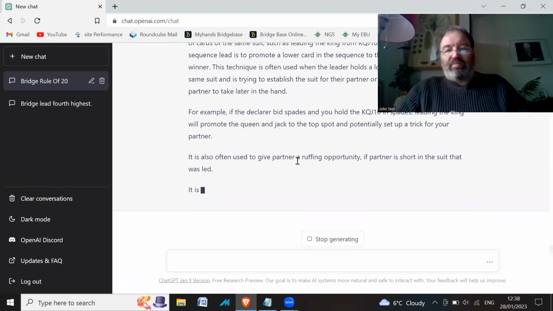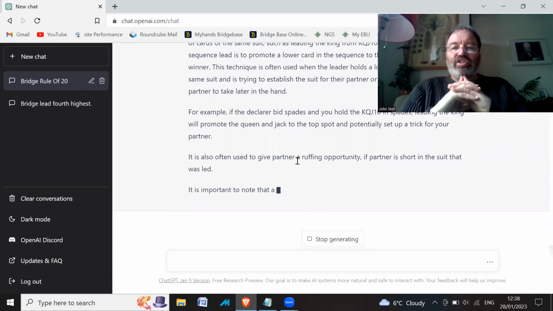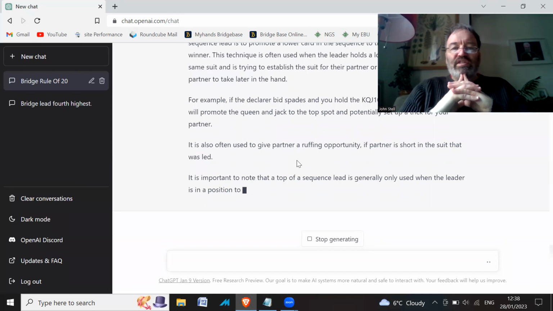It is often used to give partner a roughing opportunity if partner is short in the suit that was led. It is important to note that a top of the sequence lead is generally only used when the leader is in a position to win the trick and the suit is not likely to be trumped by the declarer.